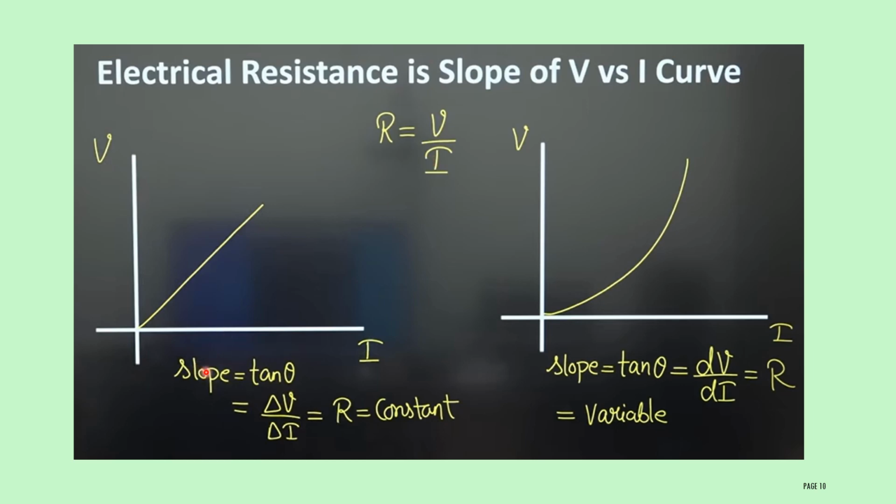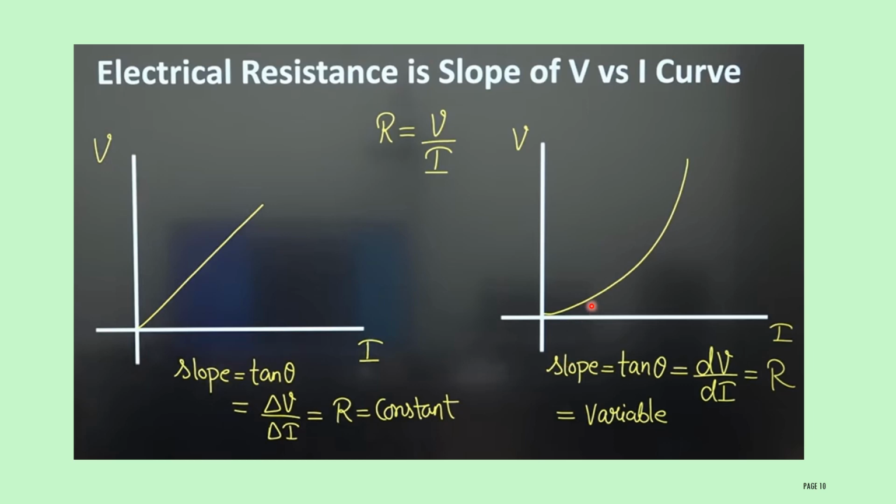Here slope is given by tan theta, that is delta V divided by delta I, which gives R, resistance. In this case the resistance is constant. Looking at the graph only you can conclude, it passes through the origin, a straight line, which indicates the ratio of V by I is constant. Then in the second graph you can conclude the value of V by I is varying, it is not constant.